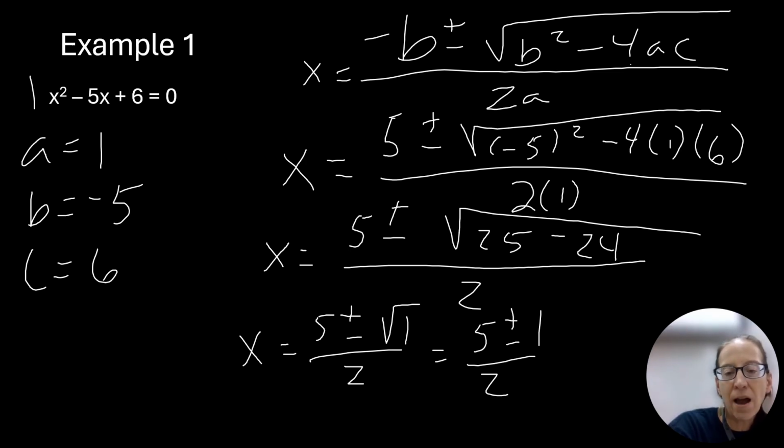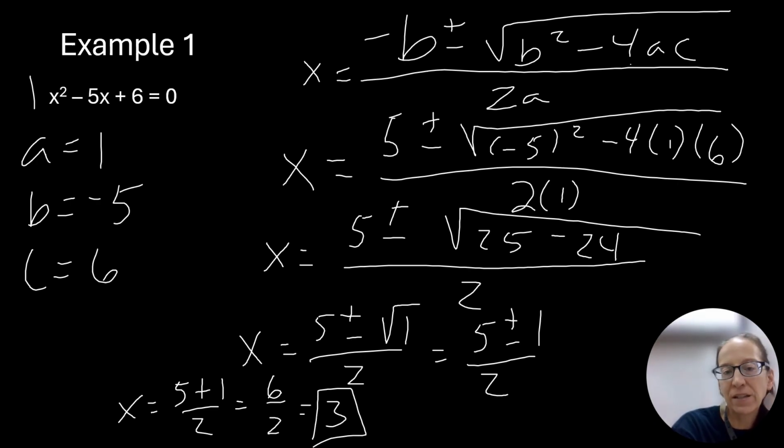Now, sometimes if you still have a square root, we would stop the problem right there. But we don't have a square root, so we can actually keep going. But we can't add and subtract at the same time. So one of the answers is going to come from adding, and the other answer is going to come from subtracting. So we're going to have 5 plus 1 over 2. 5 plus 1 is 6, and 6 divided by 2 is 3. So that's one of my solutions.